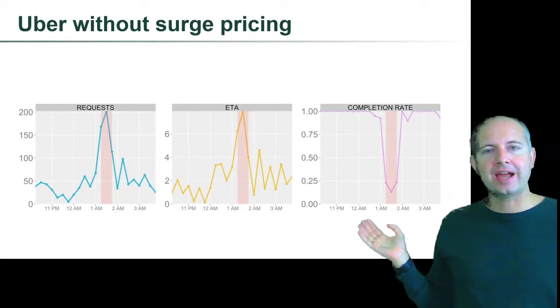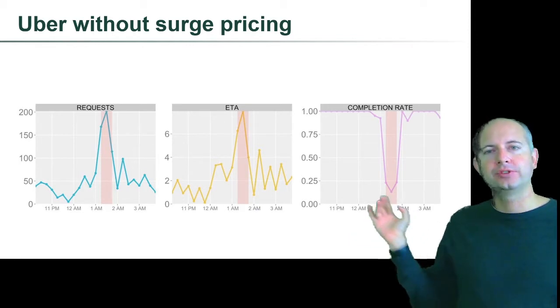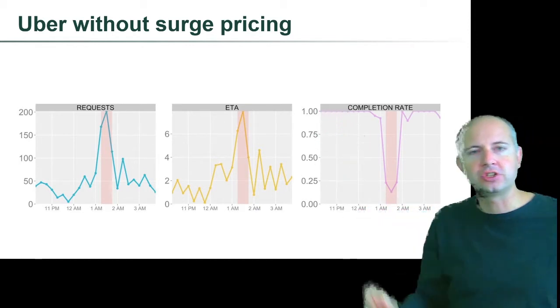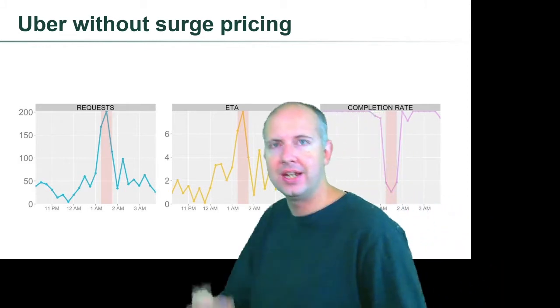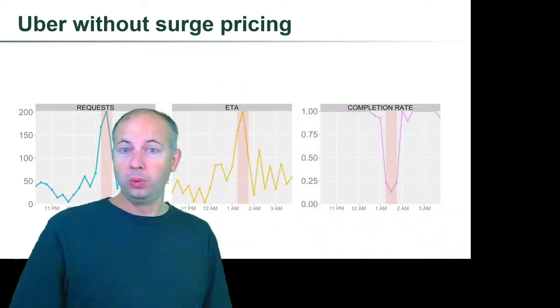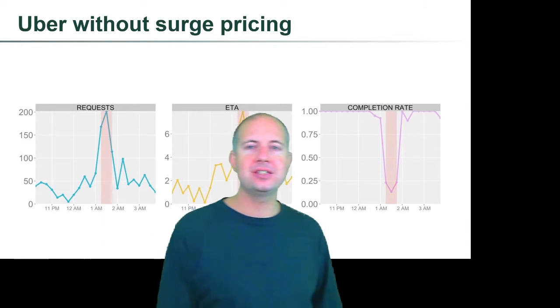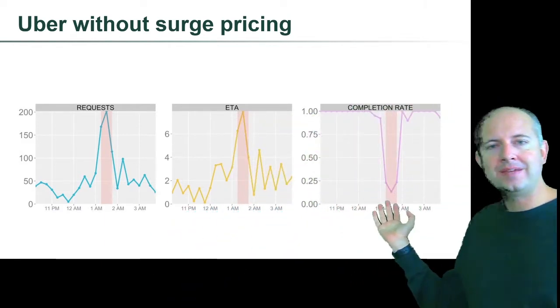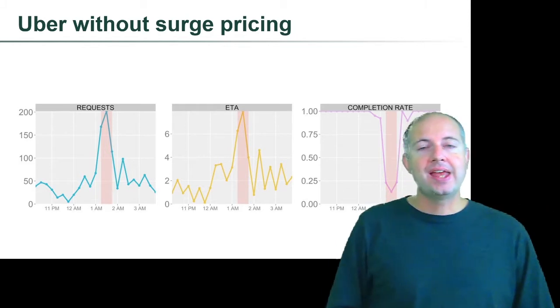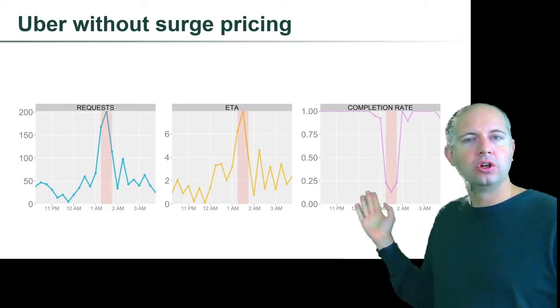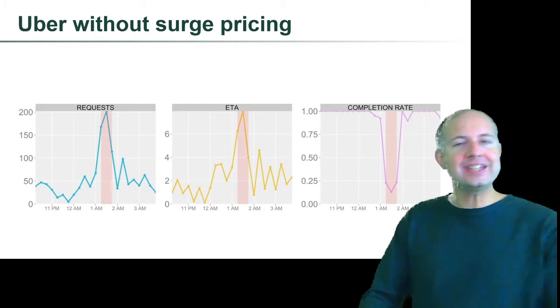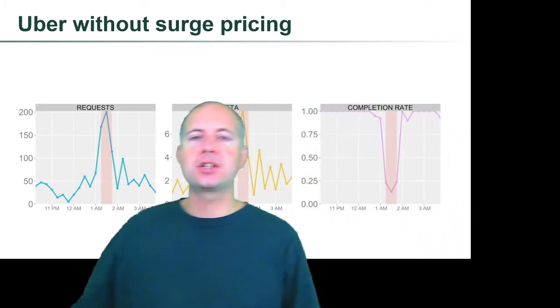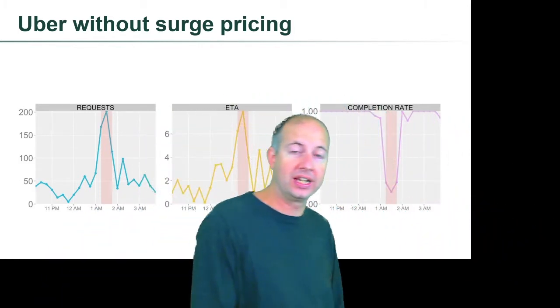And finally what happened was the completion rate went way down. Normally we expect an Uber completion rate of close to 100%, right? If you request an Uber, you will get one. You might have to wait a few minutes, but you'll get one. However, at this time, because there were so many people requesting rides and not nearly enough drivers, less than a quarter of ride requests actually turned into someone getting in the Uber and getting home.